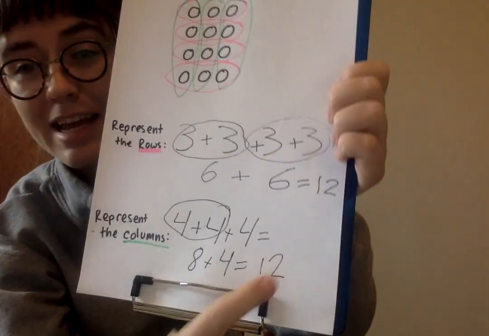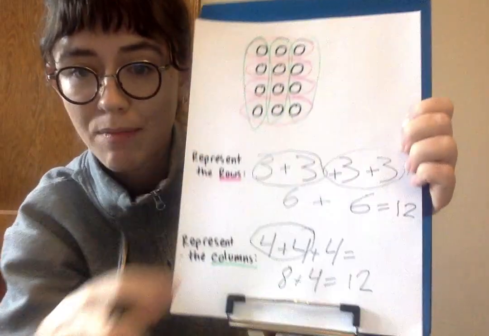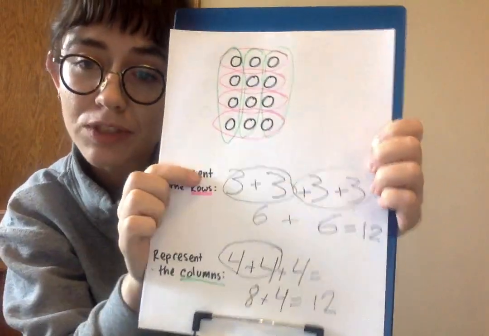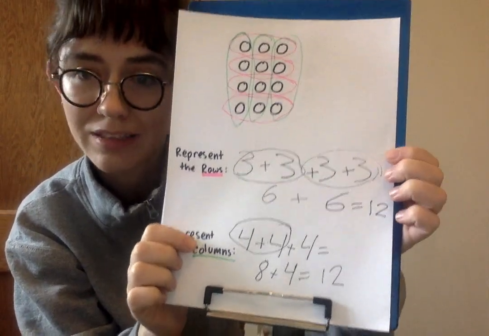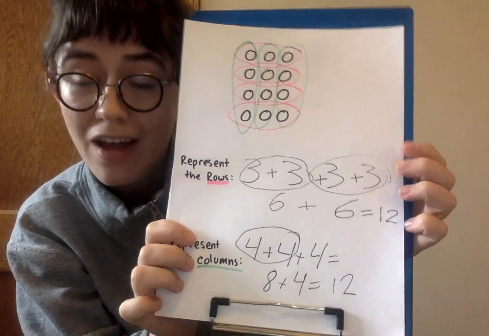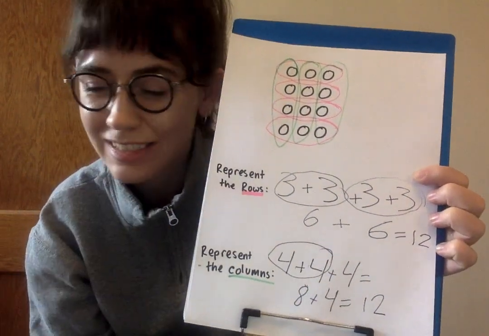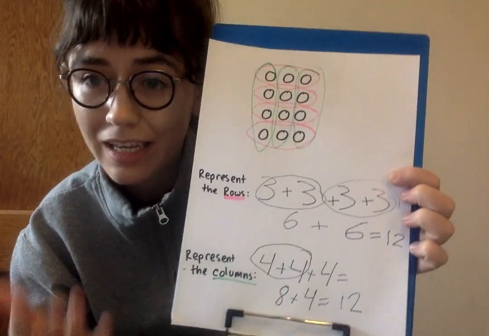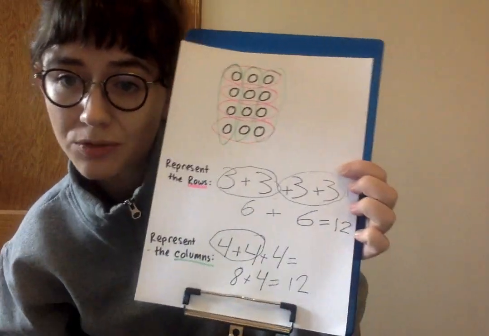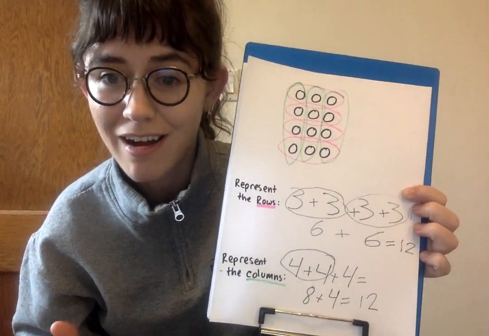So since I got the same number for both of these, that makes sense because they represent the same array. But they're different because this one shows the number in each row is 3 and the number in each column is 4. All right, so the big thing to remember is that when you're writing your repeated addition sentences, the number that you're adding over and over has to be the number in each group. So the number in each row or in each column.